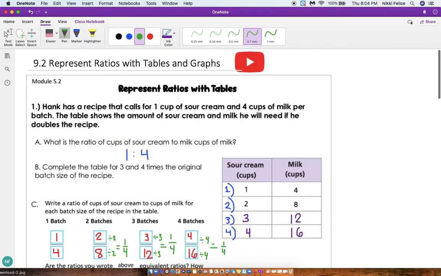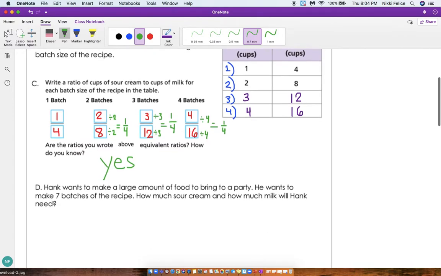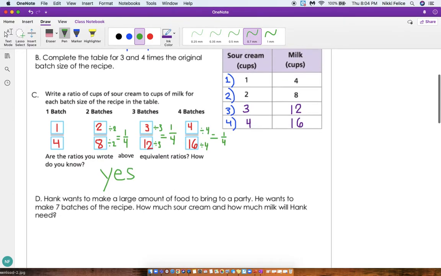Now, let's use this table and this information to help us answer a couple more questions. Hank wants to make a large amount of food to bring to a party. He wants to make 7 batches of the recipe. My question is, how much sour cream and how much milk will Hank need? Well, there's a couple things we could do here. Number 1, I could continue this ratio table.